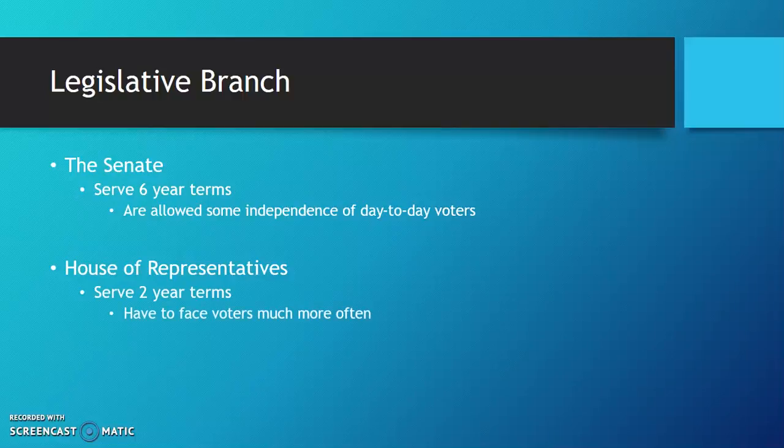This forces them to have to face voters much more often, especially if they want to keep running for re-election, in which they typically do. So this forces them to hear more from the people, and they're serving less people, obviously, because the House of Representatives is based off population. So they're serving a lesser amount of people.